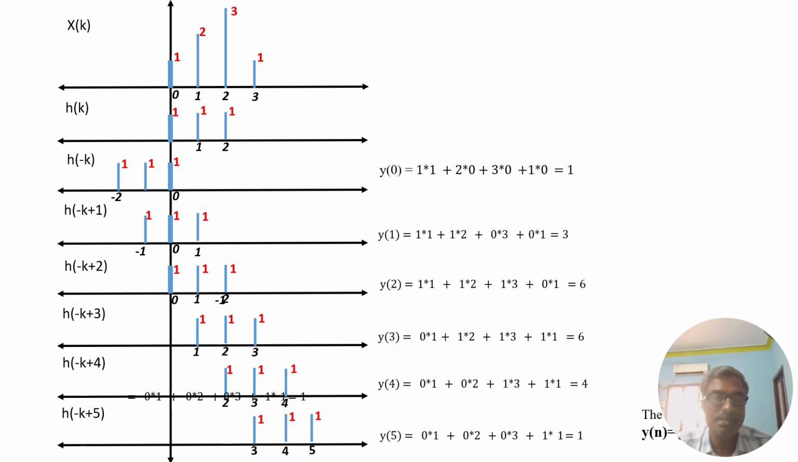Similarly, h of minus k is further shifted by one more position. Then the resultant sequence h of minus k plus 5 is multiplied with x of k. Then the resultant output sequence y of 5 equal to 1.